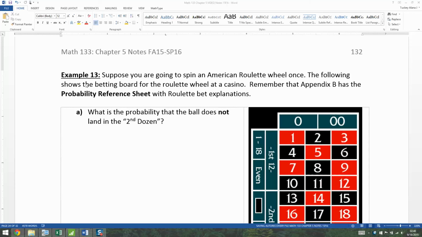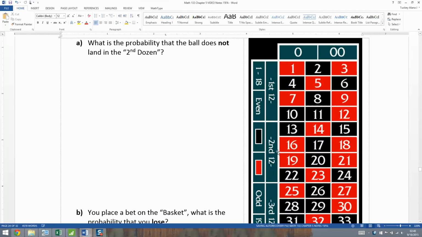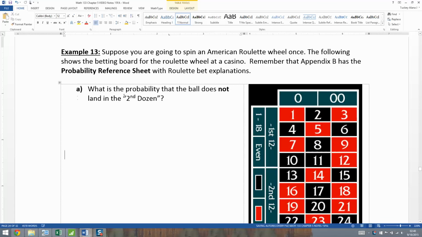It's time for one more roulette example in section 5.2. This time we're going to be using roulette to display the complement rule. So again, we're spinning the American roulette wheel once, and remember that Appendix B has all sorts of bets. Now, the first thing we want to know is what is the probability that the ball does not land in the second dozen? So suppose you place a chip on the second dozen, what's the chances it doesn't land on that? In other words, you'd be losing, correct?